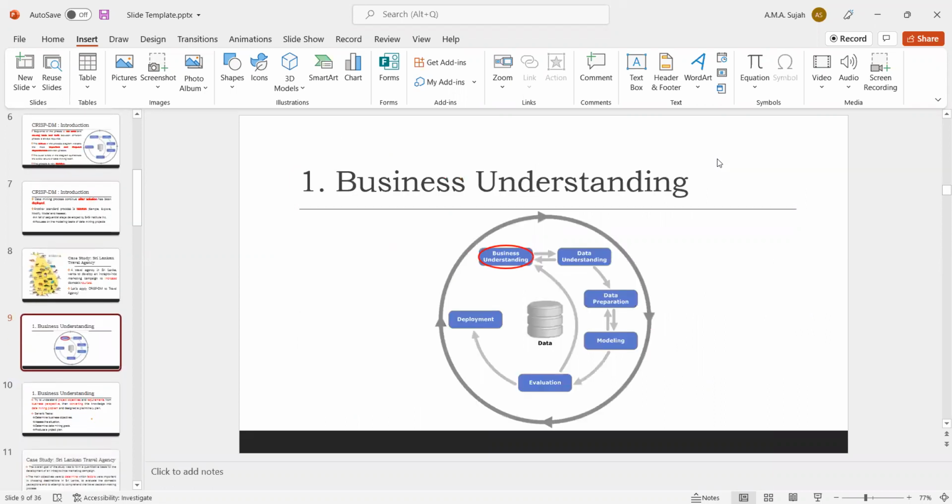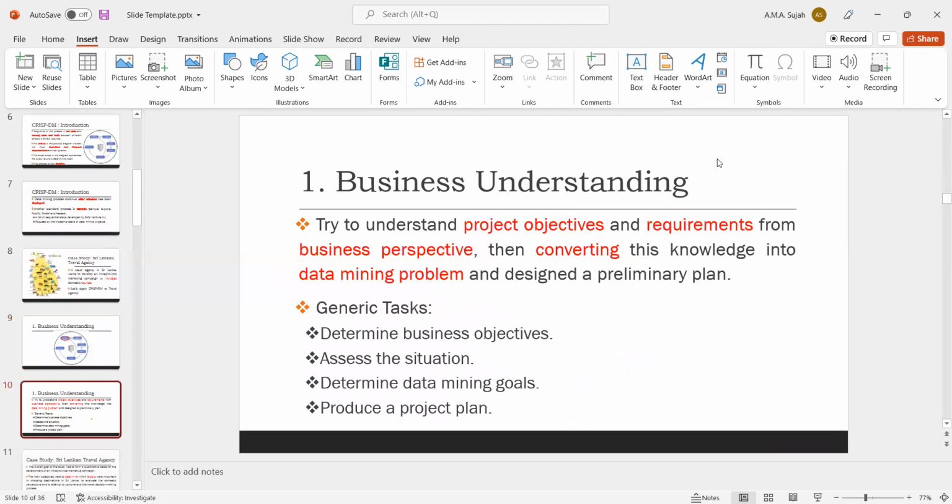Okay, we already know the first step is business understanding. Let's look at what things business understanding contains. First of all, we need to understand the project. We are developing a data mining project, so we need to understand the ultimate goal of our project. What is the objective we are trying to achieve throughout this project? What are the requirements from the business perspective? These are the things we must understand.